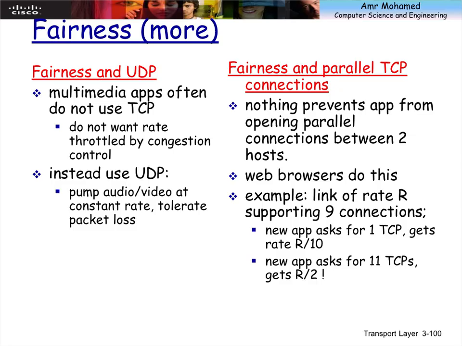So, does UDP guarantee fairness? It doesn't. Of course, UDP does not do anything. It does not do reliable transmission. It does not do congestion control. It does not do flow control. The only thing that it does is just multiplexing, demultiplexing.